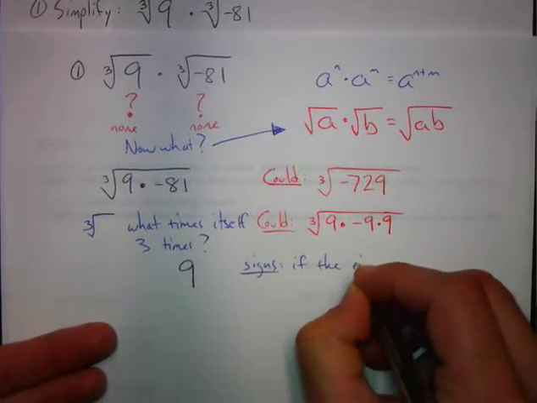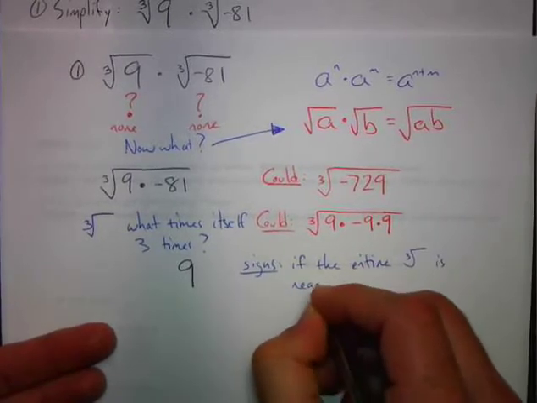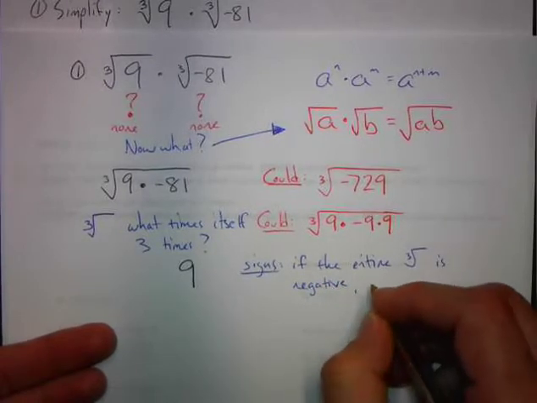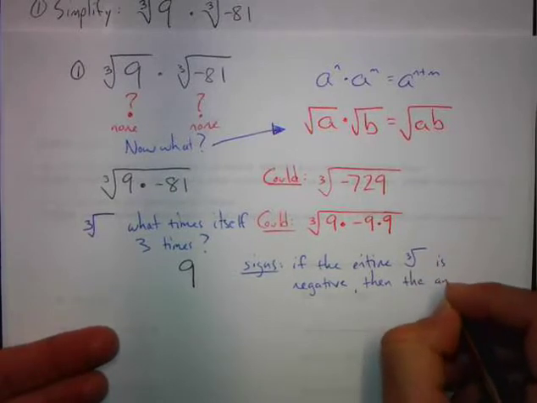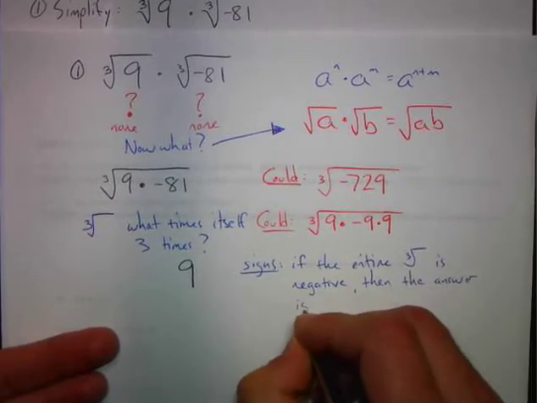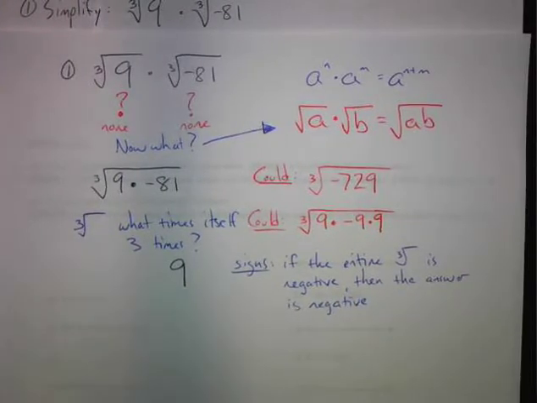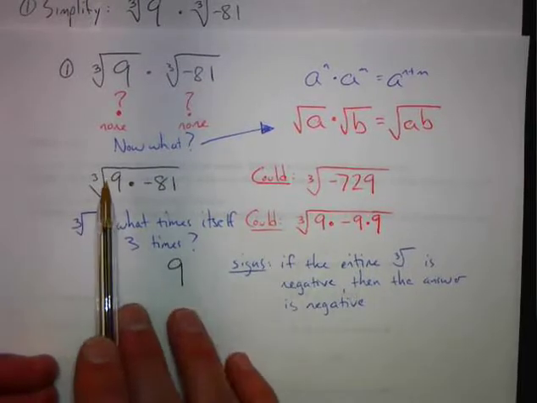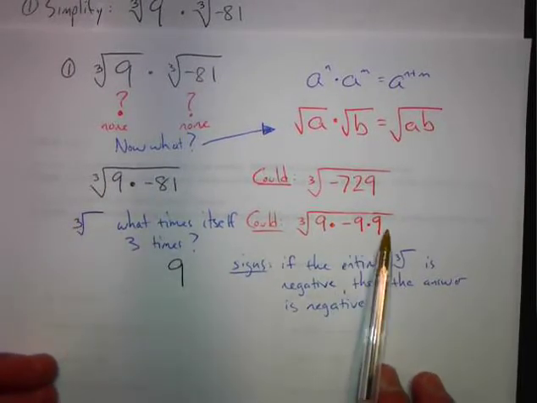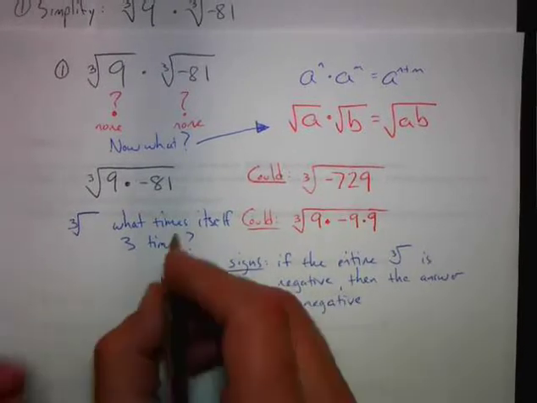If the entire cube root is negative, then the answer is negative. So you have to think as far as sign sense. If the entire cube root is negative, then the answer is going to be negative. So it's not just 9. You don't have to worry about whether only the negative 81 is negative, because a positive times a negative is negative, or positive times negative times positive is still negative. Either way, it's still negative 729. So the answer is going to have to be negative 9.